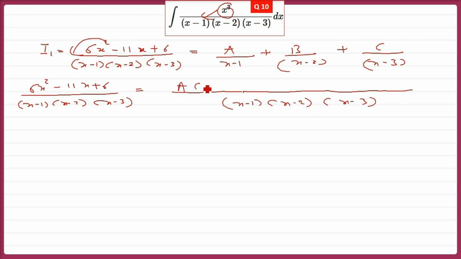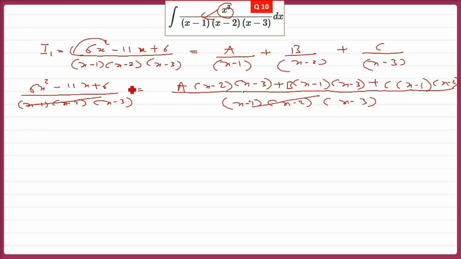A will have, except x minus 1, the other factors x minus 2 and x minus 3. Similarly, except x minus 2, the other factors will be multiplied by b: x minus 1 into x minus 3. And with c, except x minus 3, x minus 1 and x minus 2 will come. Now you just cancel the denominators and assume that the numerator is equation number 1. This is just an equation. Now we'll try to find the constants a, b, c. In this equation, which I am calling equation number 1, place x equals to 2. When you put x equals to 2, the first and the third terms will become 0.